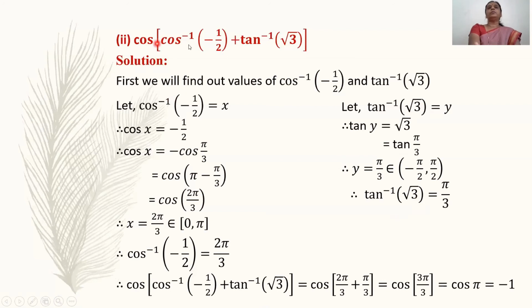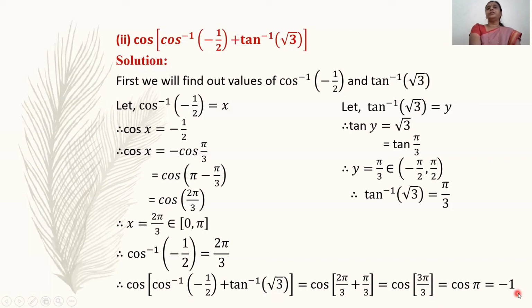Now, write down the problem as it is: cos of the bracket cos inverse minus half plus tan inverse root 3. The value of cos inverse minus half is 2 pi by 3, keep that value here. And tan inverse root 3 is pi by 3. Here the denominator is the same, therefore there will be addition of the numerators. This is cos 3 pi by 3, that is cos pi, and the value of cos pi is minus 1. Therefore, the solution of the given problem is minus 1.